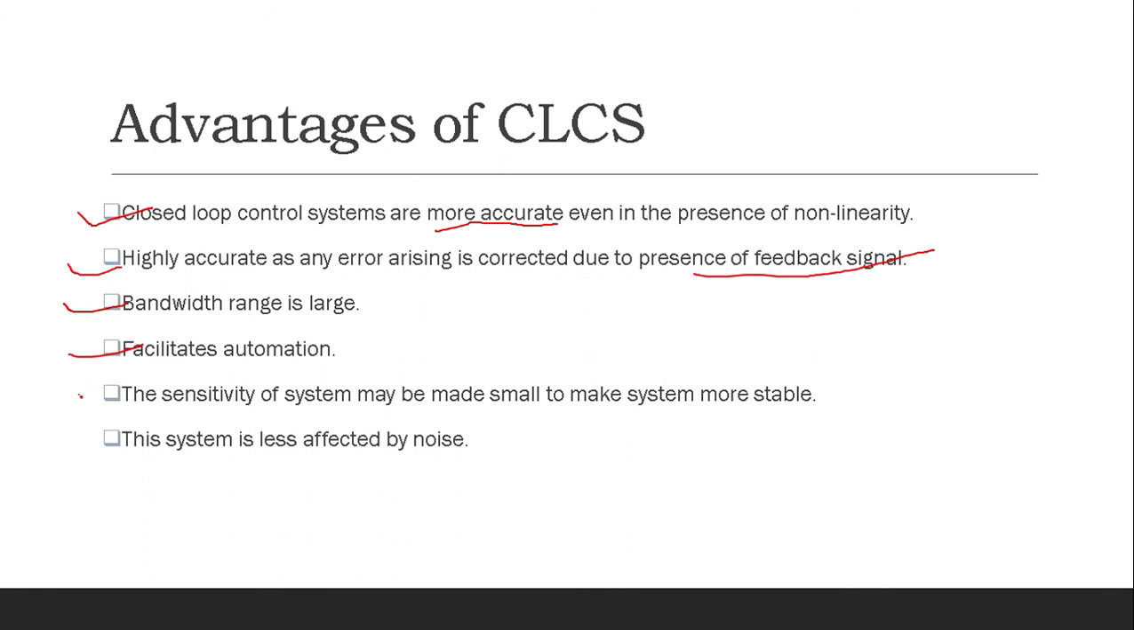The sensitivity of the system may be made small to make the system more stable. You have to check how the sensitivity of our system is. We are going to discuss what sensitivity is in the next chapter. I hope the word sensitivity is clear to you, but in the sense of control systems, sensitivity is a little different, and that we are going to study in the next chapter. The system is less affected by noise. Noise means error, or we can say disturbance. So this system is less affected by disturbance.